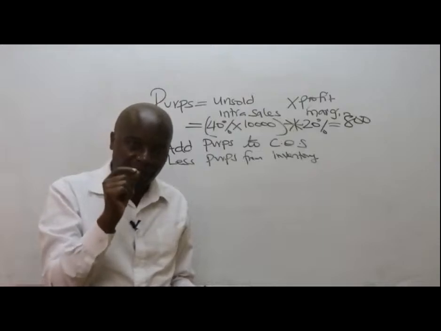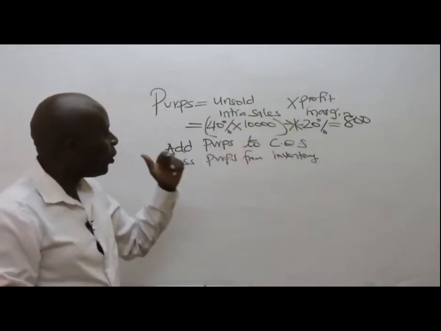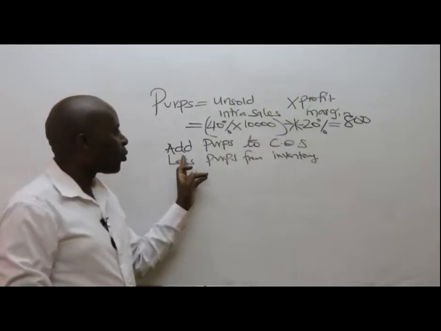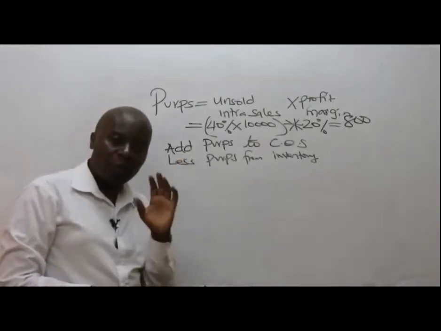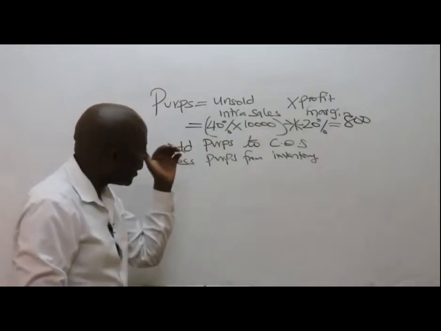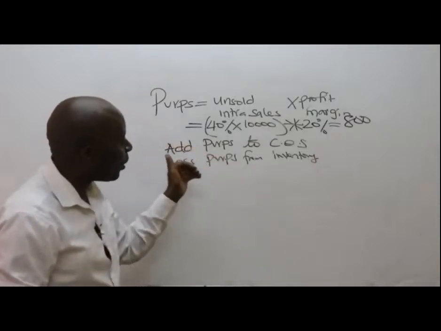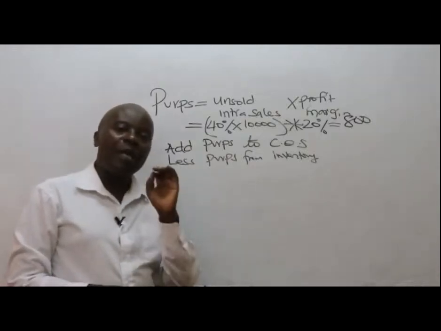I would want to repeat this again. When I get my PAPs, what am I supposed to do? I'm supposed to add PAPs to cost of sales. You don't want to even use this language of debit and credit. You just go ahead and add PAPs to cost of sales, and then you less PAPs from where? From inventory.